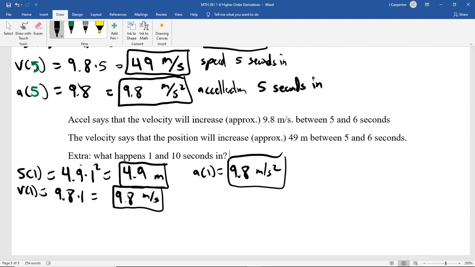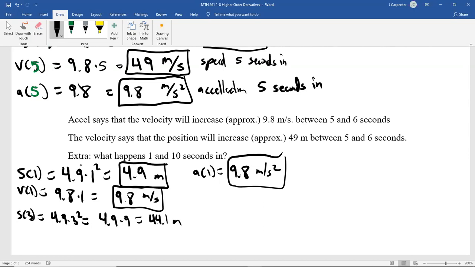In fact, let's do S of 3 as well. I'll get to 10. So that's 4.9 times 3 squared, which is 4.9 times 9, which is close to 49. It's 44.1 meters. So in the first second, we fell 5 meters, add 2 more seconds on, and we managed to fall 44.1 meters. So we picked up another 40 meters practically in 2 seconds.